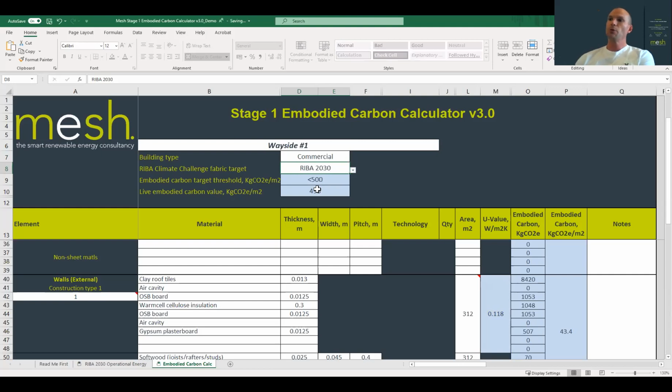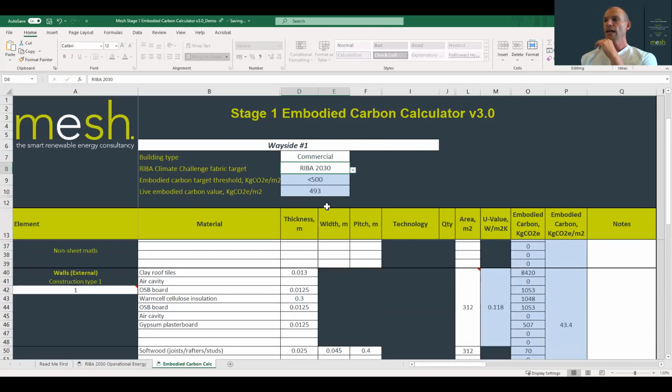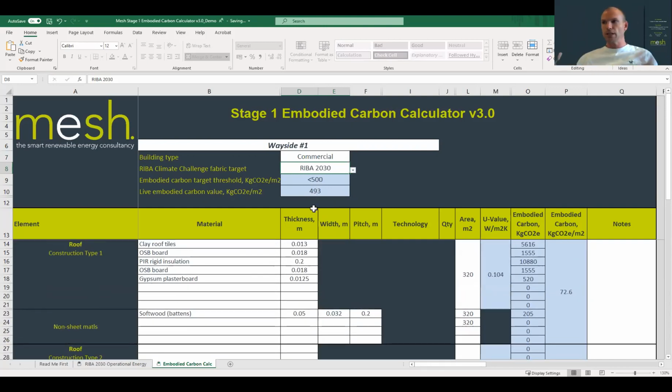And in fact, to help you out even further, as you type in the numbers into the calculator, this bottom cell here that says 493 at the moment is a live output of the estimated embodied carbon for that development. Again, we've frozen this pane at the top, so as you scroll down, this is always in view. Hopefully that will prove useful, not having to scroll up and down the calculator all the time. You can immediately see the effect that a change is having, and you can play around with domestic and the various RIBA targets.